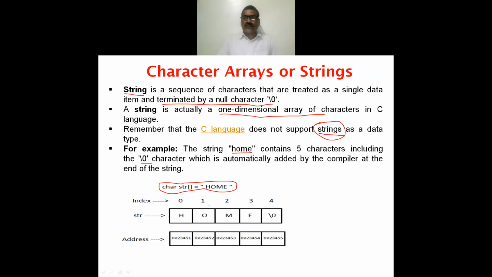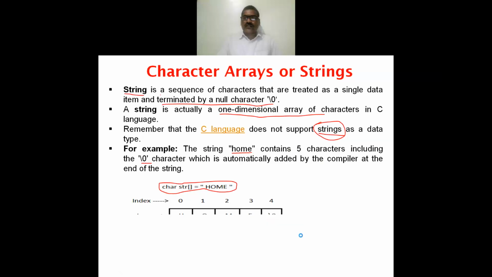Fine. Now this is how it will be stored in the str array. In the 0th location h, in the first location o, m, e and so on, and backslash 0. These may be the memory addresses. It is stored sequentially, in consecutive byte addresses, like 451, 452, 453. This is how the character array or a string is stored.